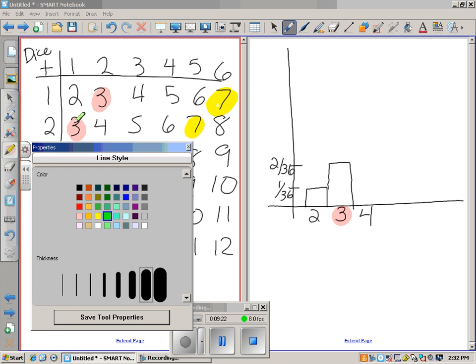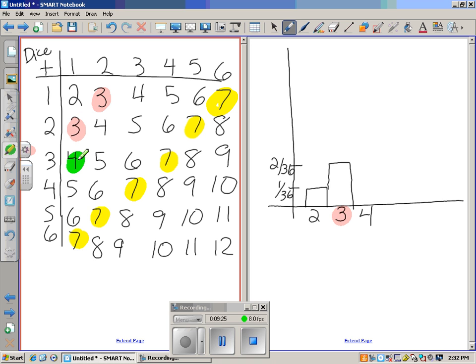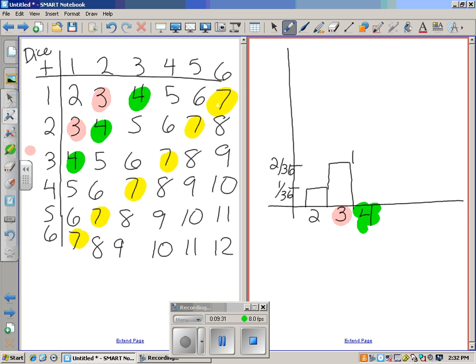Okay. So there are 3 different ways to roll a 4. So that would mean the odds of rolling a 4 are 3 out of 36.